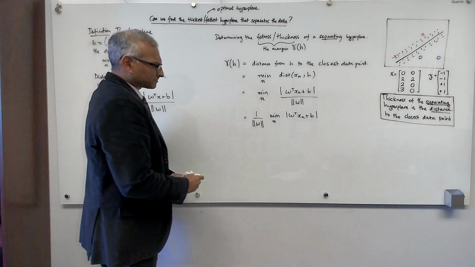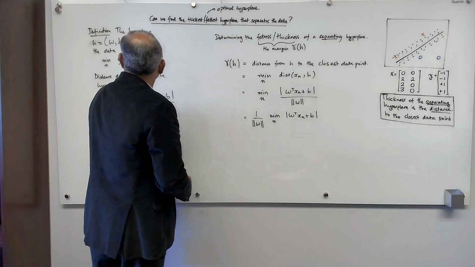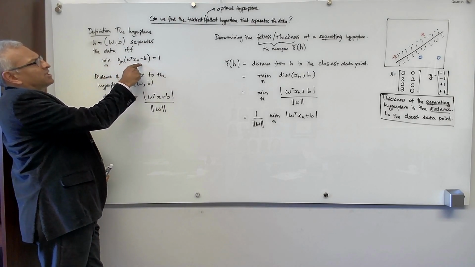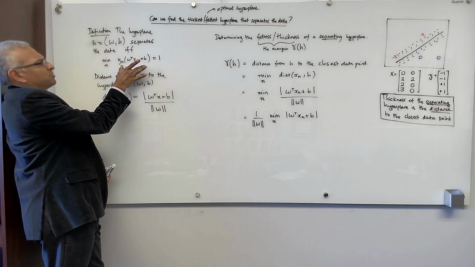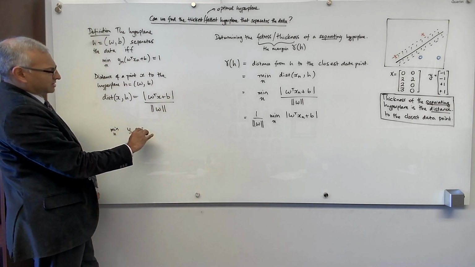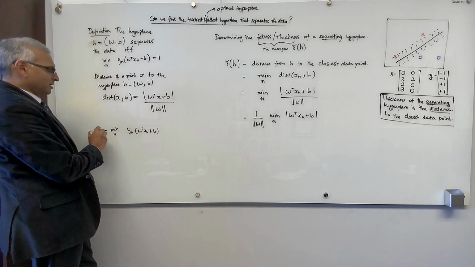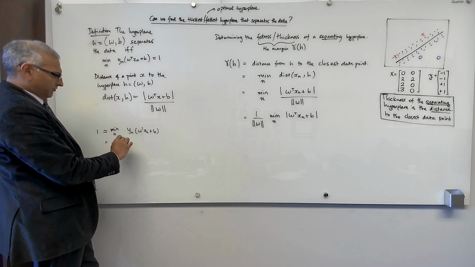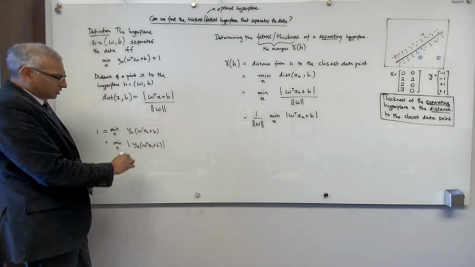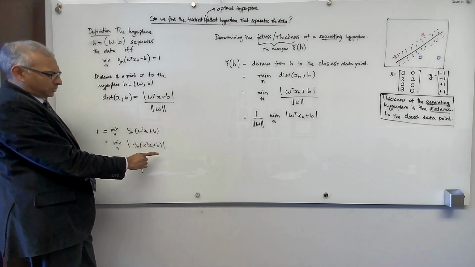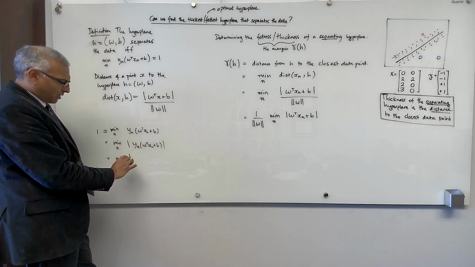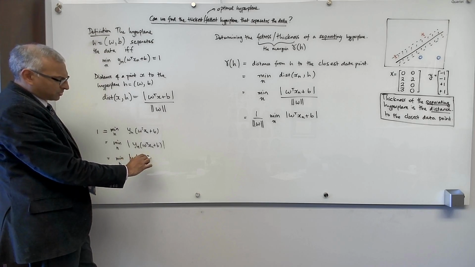Let's look at this guy. The minimum over my data points of yn times (W transpose xn plus b) equals 1. That means that each of these numbers is positive. So the minimum over n of yn (W transpose xn plus b) is equal to 1. But that's equal to the minimum over n of the magnitude of yn (W transpose xn plus b). Why? Because these are all positive, and a positive number equals its magnitude. And the magnitude of a product is the product of the magnitudes. This is the minimum over n of the absolute value of W transpose xn plus b.